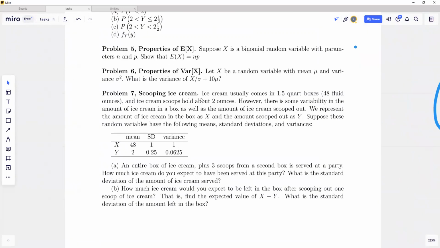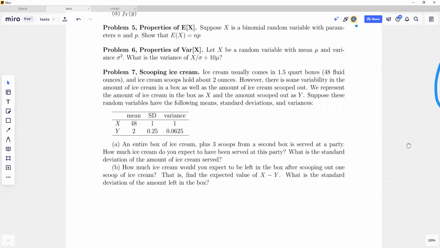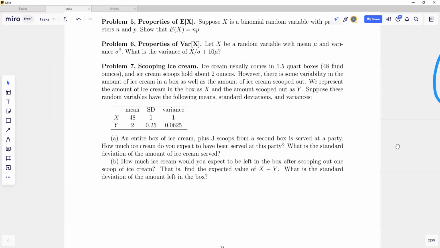So problem number 7, ice cream usually comes in 1.5 quart boxes and ice cream scoops hold about 2 ounces. However, there is some variability in the amount of the ice cream in a box as well as the amount of ice cream scooped out. We represent the amount of ice cream in the box as X and the amount scooped out as Y. Suppose these random variables have the following means, standard deviations, and variances. So the values are given in the following table.